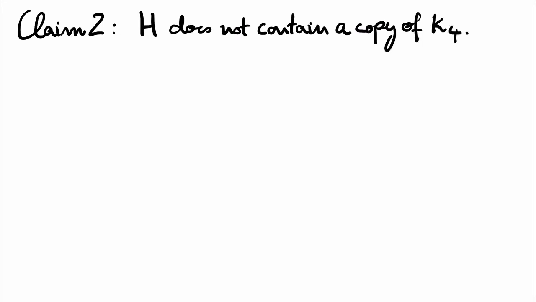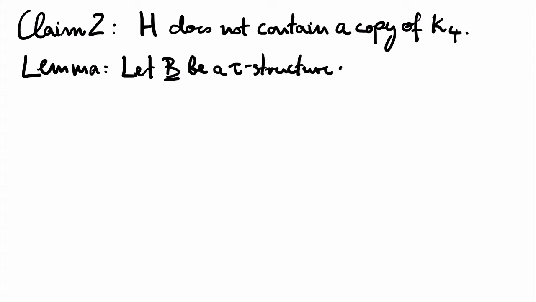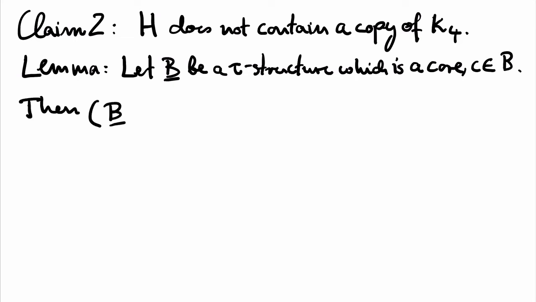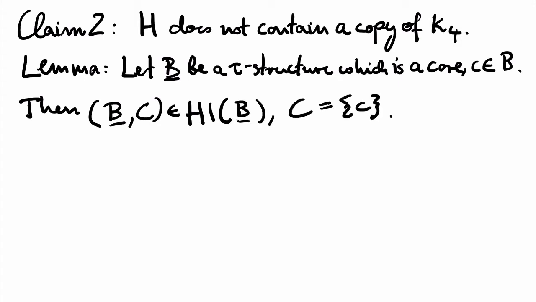Our second claim is that H does not contain a copy of K4. For this we prove a general lemma about core structures and primitive positive interpretations that is of independent interest. Suppose that B is a core structure and little c is an element of the domain of B. Then the expansion of B by the unary singleton relation C that just contains this element c is PP constructible in B.